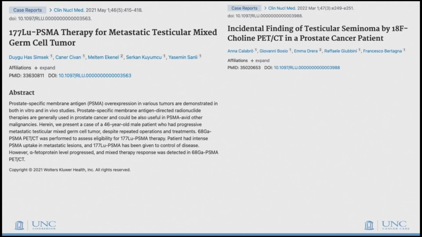The last part I'll just note is that several tracers have actually picked up testicular cancer sometimes. For example, the lutetium-177 PSMA can actually pick up a germ cell tumor, or PSMA PET picks up a germ cell tumor. They actually tried to treat this patient with lutetium-177 PSMA. It didn't work in this paper, but there's a theory there. And also, F18 choline has picked up testicular seminoma in a prostate cancer patient, et cetera.